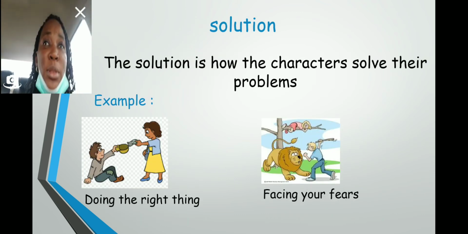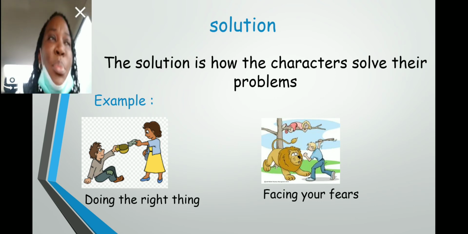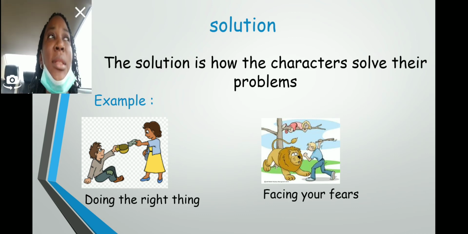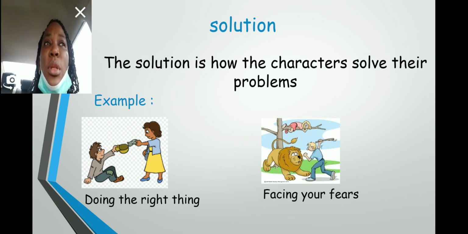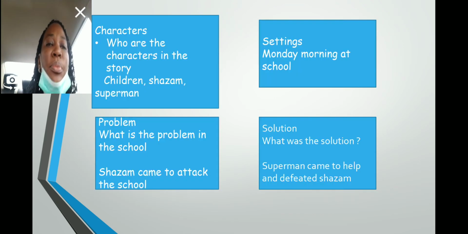And then the fourth part of the short story is the solution. The solution is how the characters solve their problems. And so the character may do the right thing, maybe in a situation where he gets into trouble, and solving that problem will entail him doing the right thing. Another solution could be that the character is faced with a big challenge, and the solution will be facing the fear, not running away from the fear.